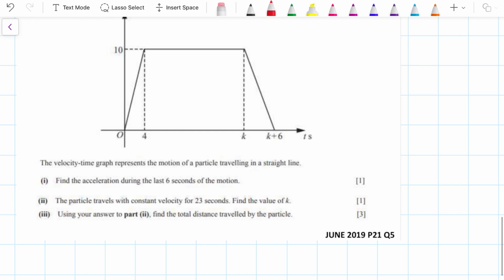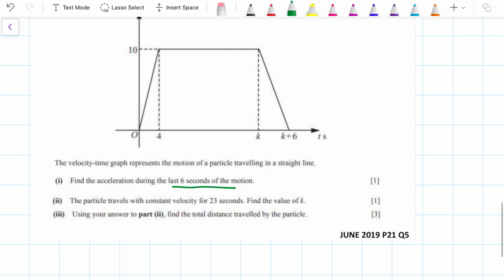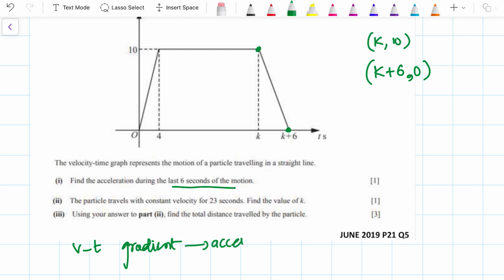Find the acceleration during the last 6 seconds of its motion. Last 6 seconds means I have to find the gradient of the last 6 seconds, so I will take this point (k, 10). The last point is (k + 6, 0). Because you know that in a speed-time graph, the gradient represents the acceleration.